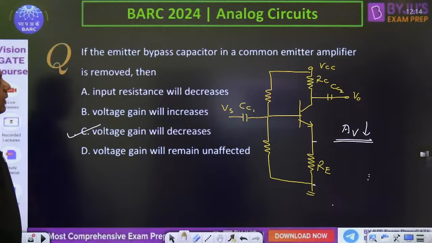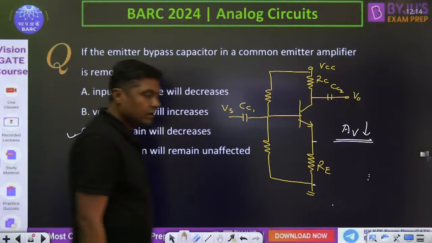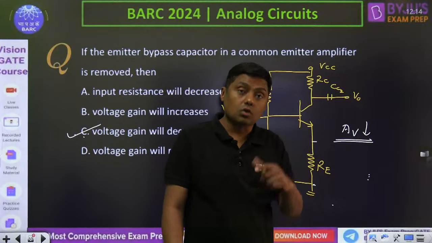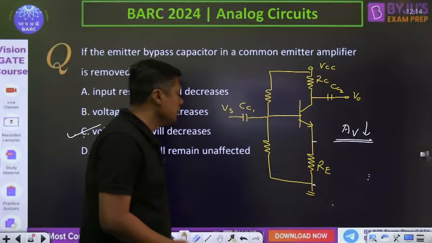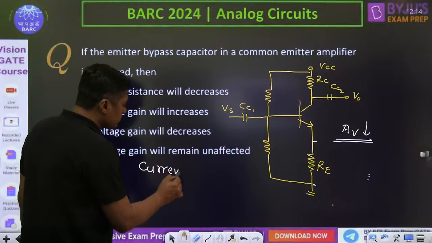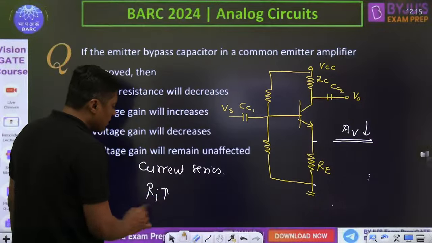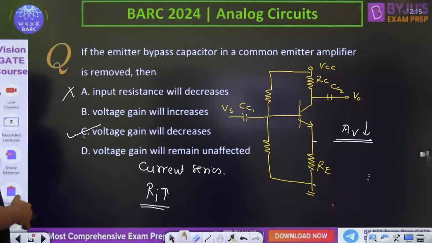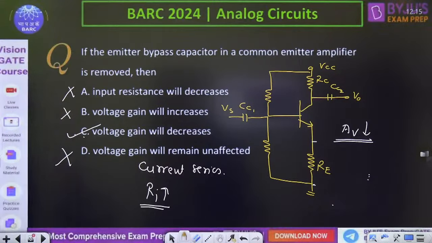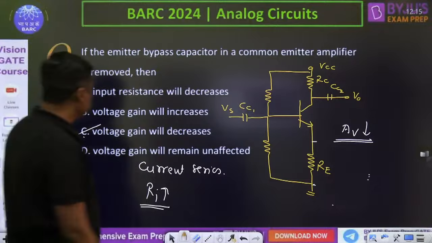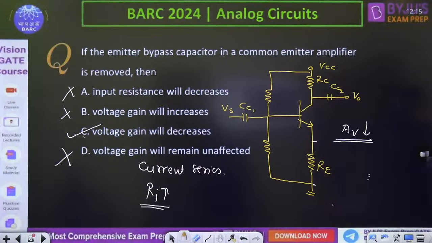Finished. Now here it is written: what about the input resistance? The voltage gain statement is correct, the voltage gain will decrease because of the negative feedback. But what about the input resistance? Because we have already solved one question: once C is removed, the feedback mechanism is current series feedback. In current series feedback, input resistance increases. And that's why this statement is wrong. Voltage gain will increase, that is wrong. Voltage gain will remain unaffected, that is wrong. So that is your direct answer. C is the correct answer. Voltage gain will reduce, input resistance will increase, not decrease. Output resistance will also increase.